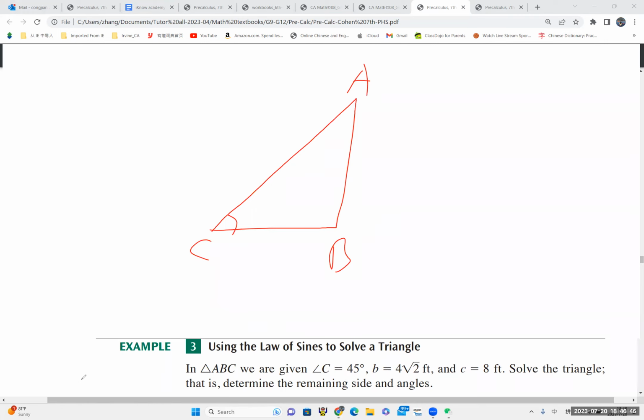Could you have a try? This is 45 degrees. So this B is 4 square root 2. C is 8. Yeah, could you have a try at this? And yeah, this one for Neil, this one for Ray.